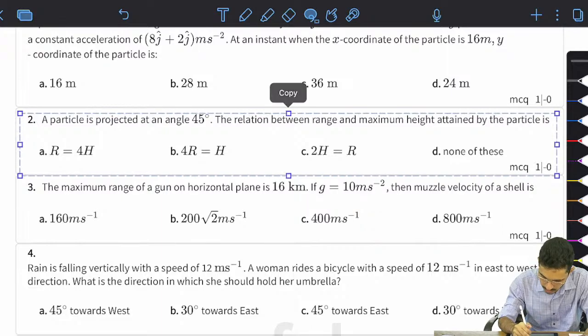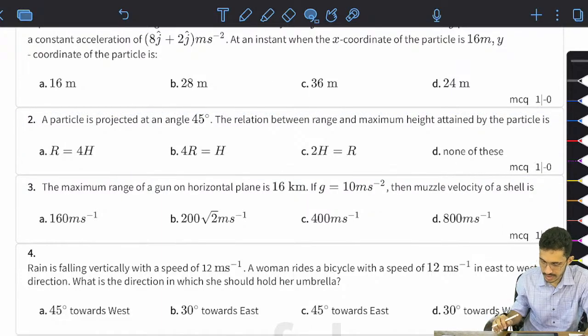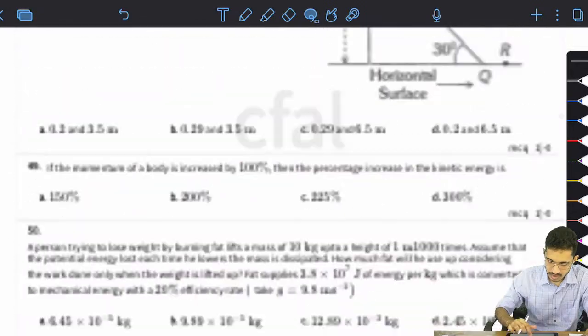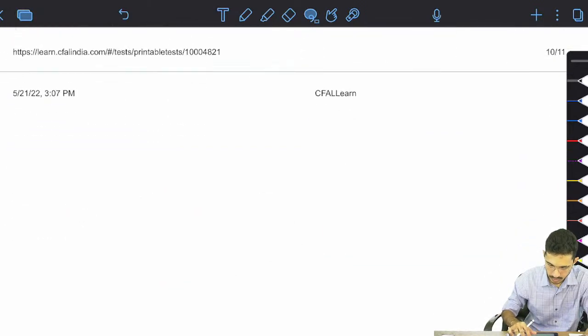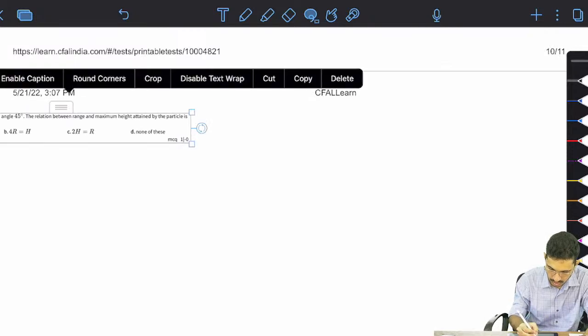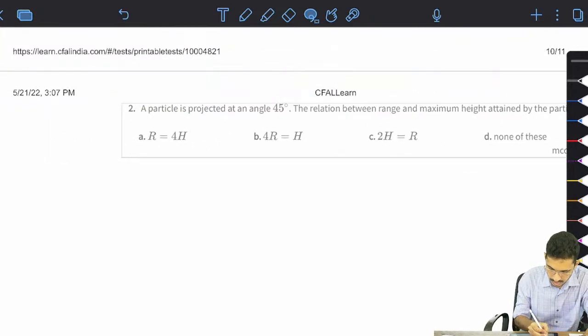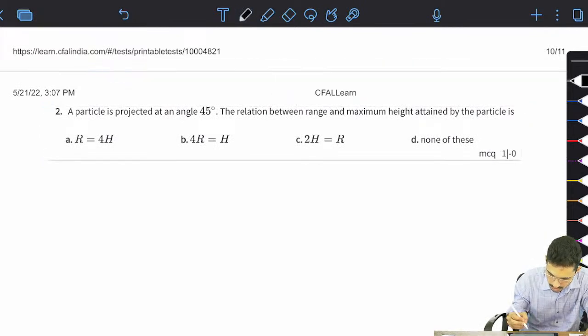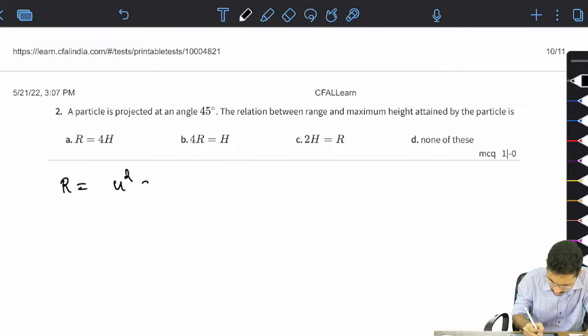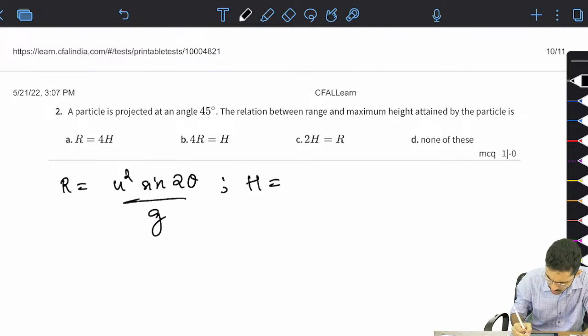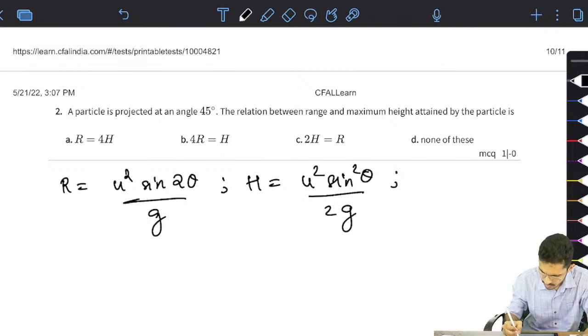A particle is projected at an angle of 45 degrees. What is the relation between range and maximum height? It helps to know a set of formulae for projectile motion. There are some formulae that everyone usually remembers. One is for range. Range is u square sine 2 theta divided by g. Maximum height is u square sine square theta by 2g. And the time of flight is 2u sine theta by g.